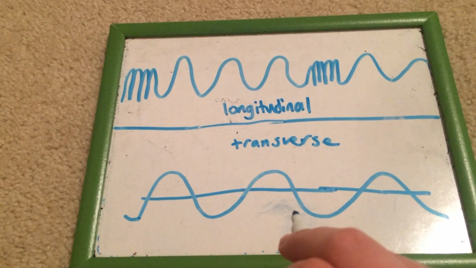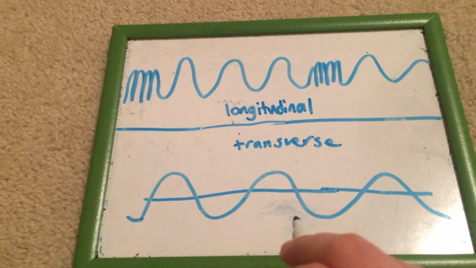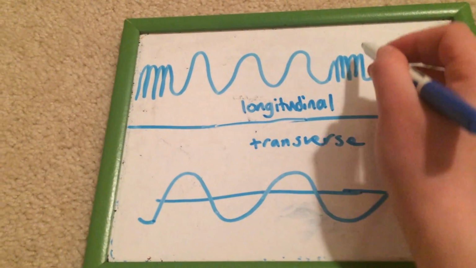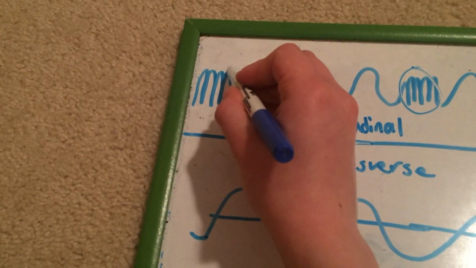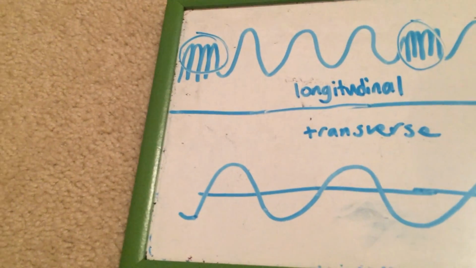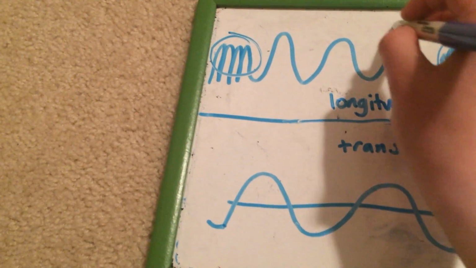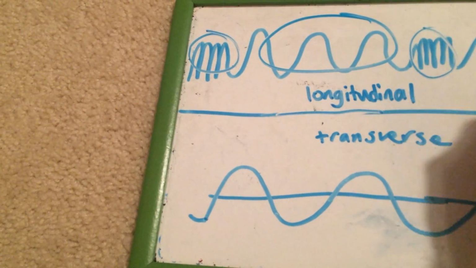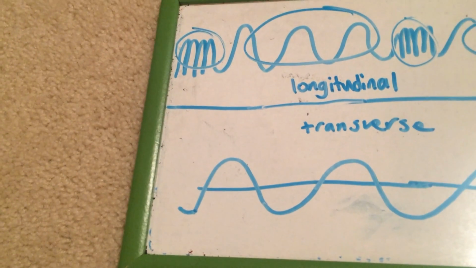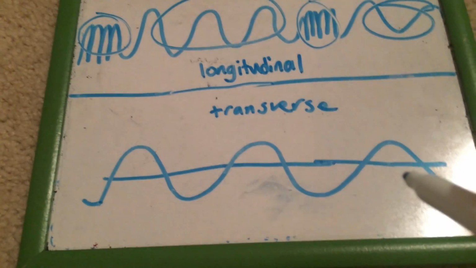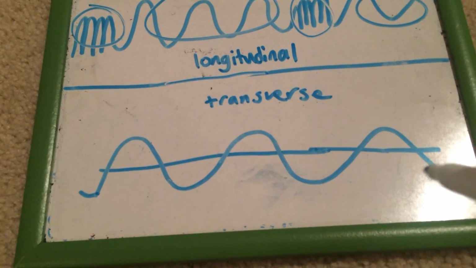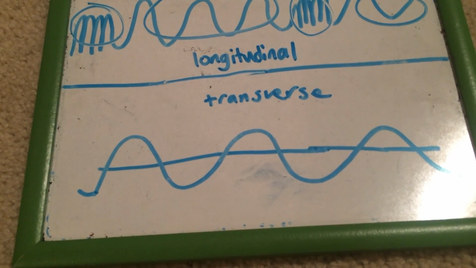Longitudinal waves have regions of compression and rarefaction. In areas of compression, such as here and here, the wave is pressed into a smaller amount of space, while in areas of rarefaction, here and here, the wave is more spread out. An example of a longitudinal wave is a sound wave.